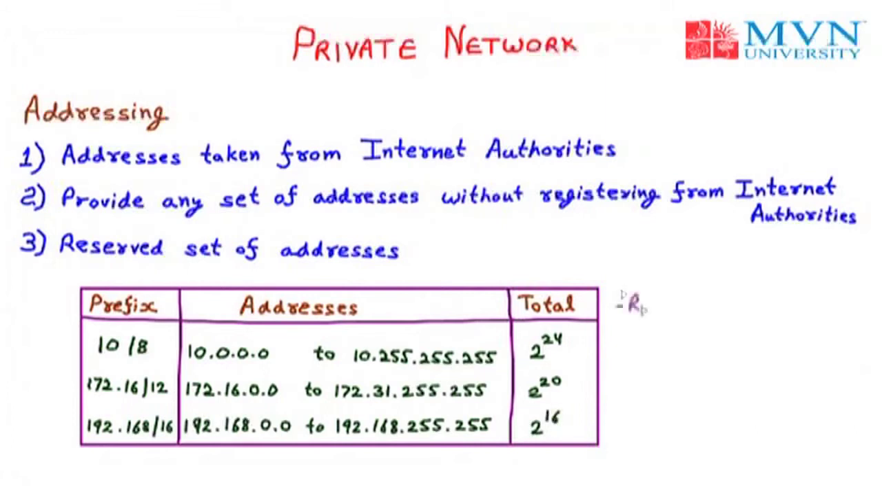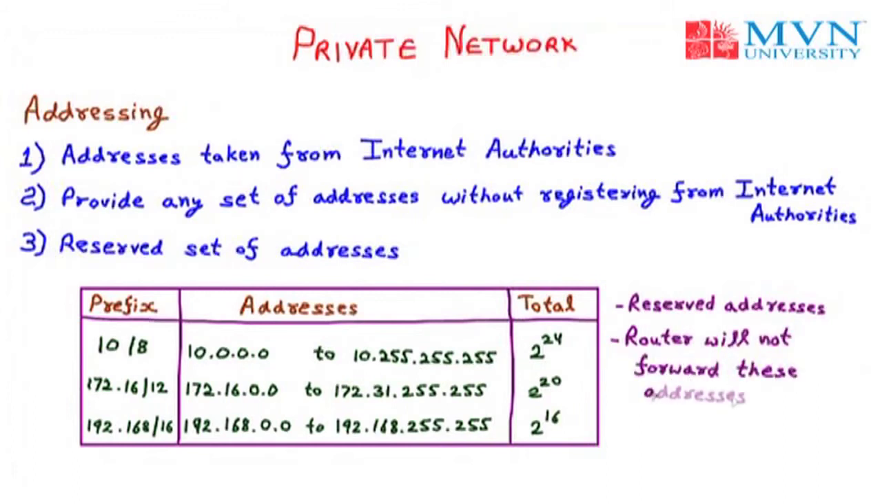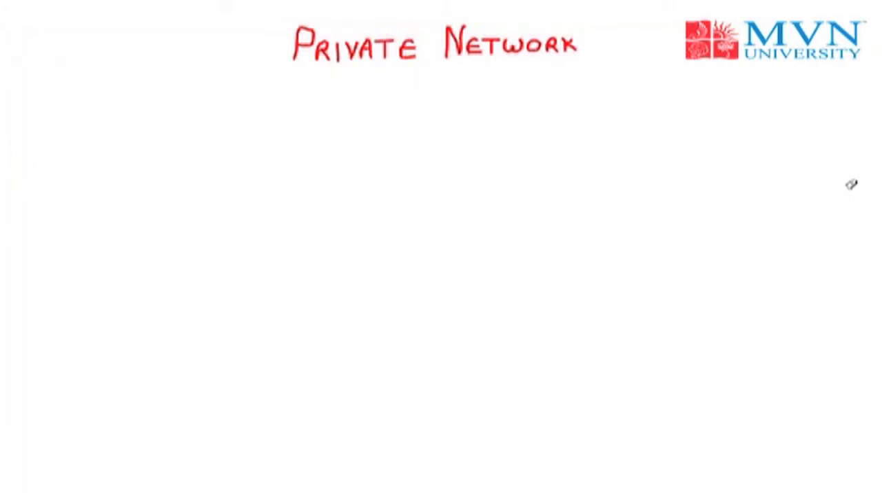Now these are the reserved IP addresses. The main feature is that if a router finds one of these addresses as the destination address, the router will not forward such a packet outside the network. That means our private network is safe. The main advantage is that the router will not forward such IP addresses. So this is the addressing scheme. That means the third option is the best for us, and we are not going to use the first and second options. Now we have the diagram of the private network.